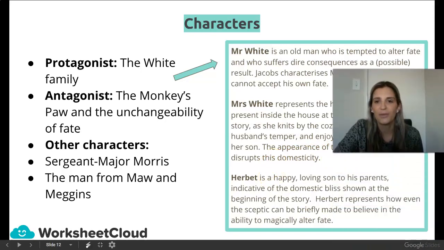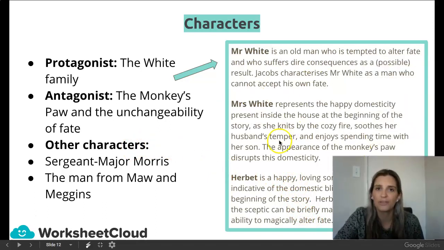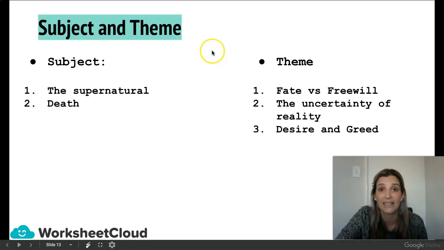Okay. Then we have Herbert. He's happy. He's a loving son to his parents. He represents how even the skeptic can be briefly made to believe in the ability to magically alter fate. So he also buys into this monkey's paw. Okay, then we have other characters. They don't play a major role, but they are necessary for the story to develop. Okay, and you must know all the characters, especially when you get tested on it.